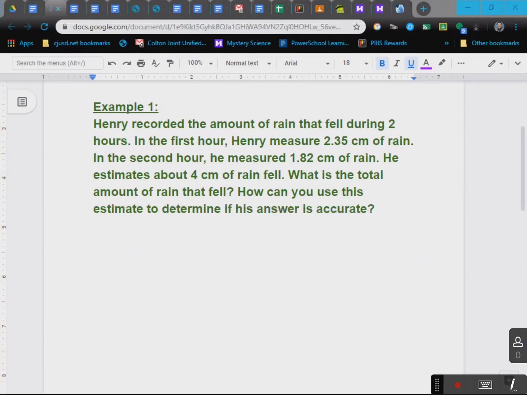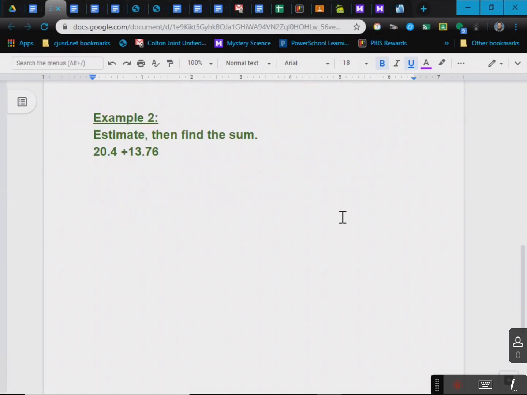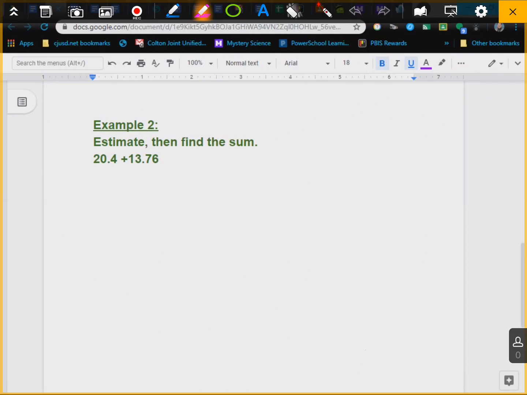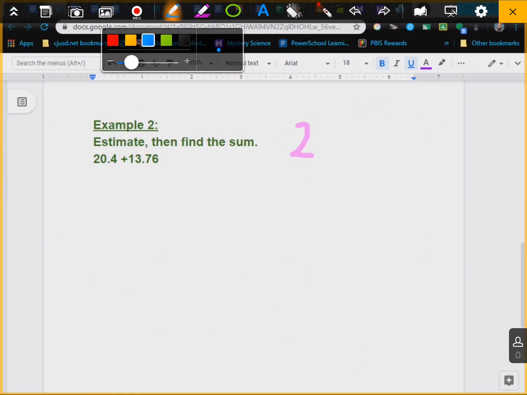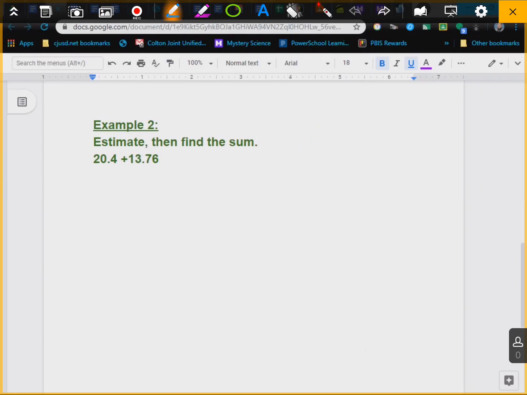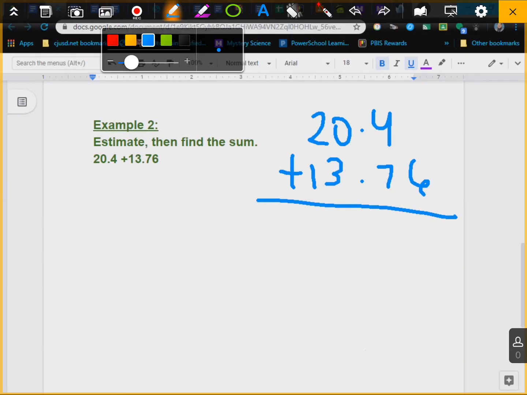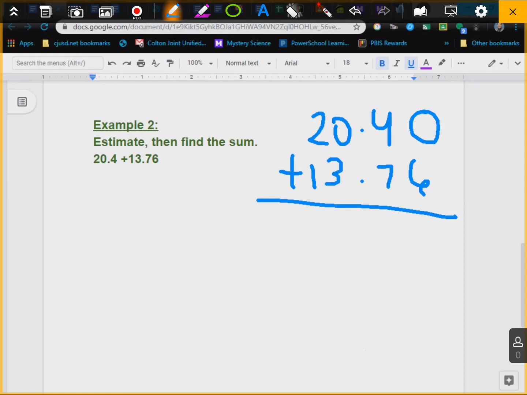Let's go ahead and do the second example, and I believe, yes, this is the last example you have. This says estimate, then find the sum. So let's go ahead and write it out. 20.4 plus 13.76. Now notice there's a blank space right here, so we need to fill it in with a 0. Now if I was to estimate this, it would be 20.4 plus 13.76.